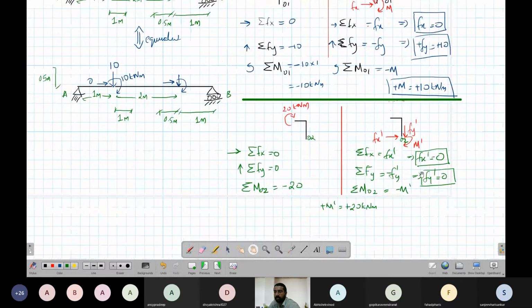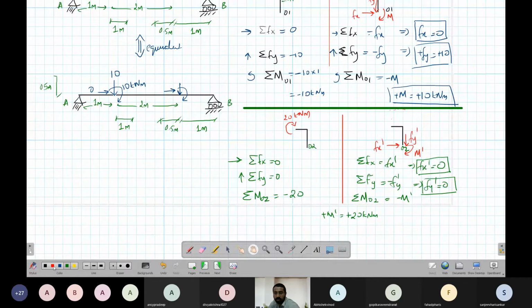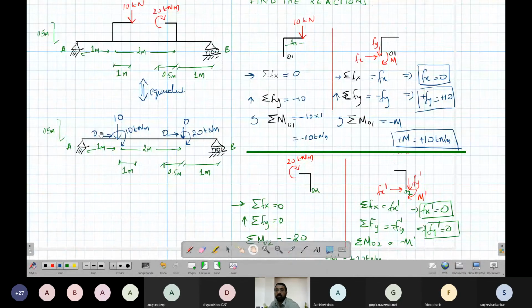So I hope that is clear. So Fx dash 0, Fy dash 0, M dash is 20 kilonewton meter. We assume the direction. So we can assume vertical force 0, horizontal force 0, moment is 20 kilonewton meter. Okay, so now it is simple to solve.